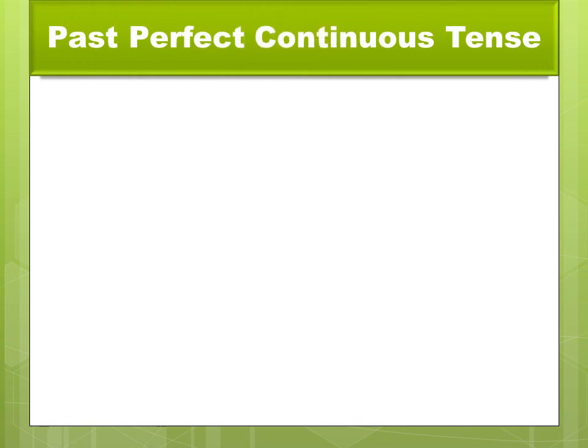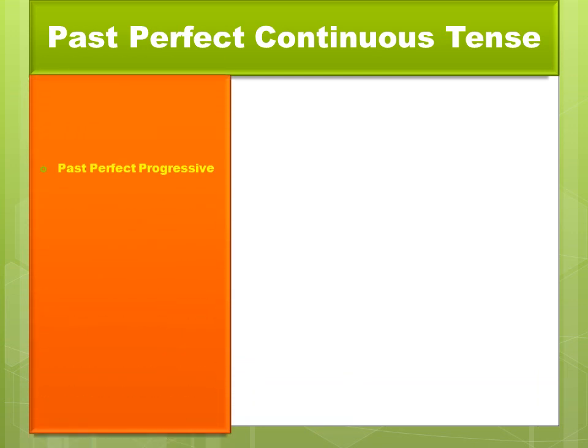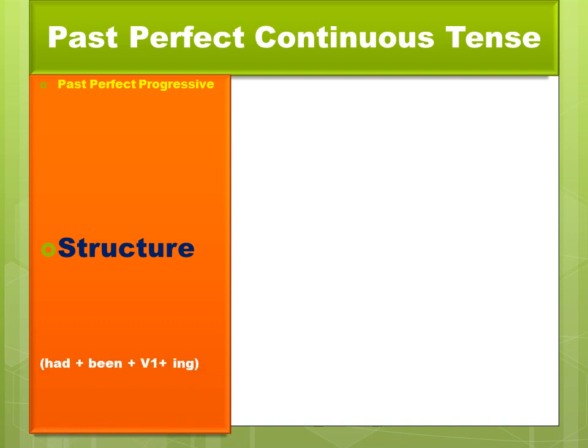Now let's learn the past perfect continuous tense. The past perfect continuous tense is also called past perfect progressive, and this is a verb tense which is used to show that an action started in the past and continued up to another point in the past. The structure for past perfect continuous tense is had plus been plus present participle.